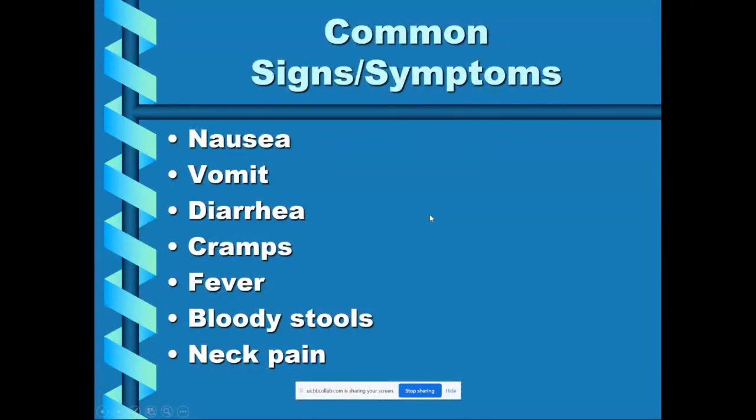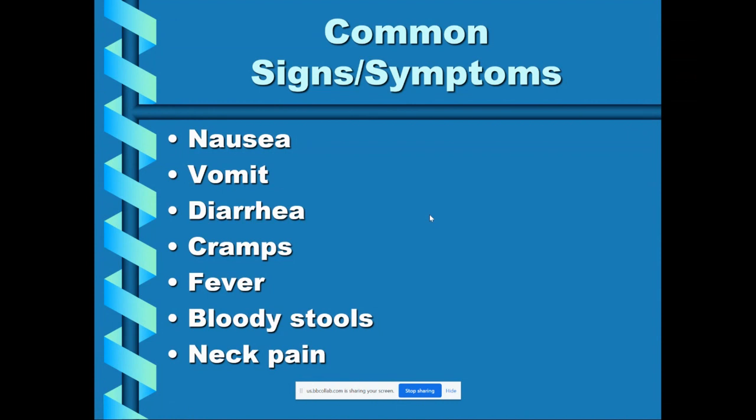Symptoms of foodborne illness. I think our people that spoke pretty much covered most of these. Nausea, vomiting, diarrhea, cramping in the stomach, fever, bloody stools, or in my case, I had neck pain and headaches. When should you go to the doctor with foodborne illness?